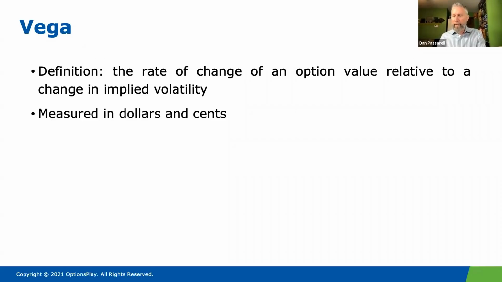But there is sort of a great translator, and that is Vega. Vega basically translates implied volatility changes into real money changes, into profit or loss for you. Vega is the rate of change of an option value relative to a change in implied volatility, and it's measured in dollars and cents.